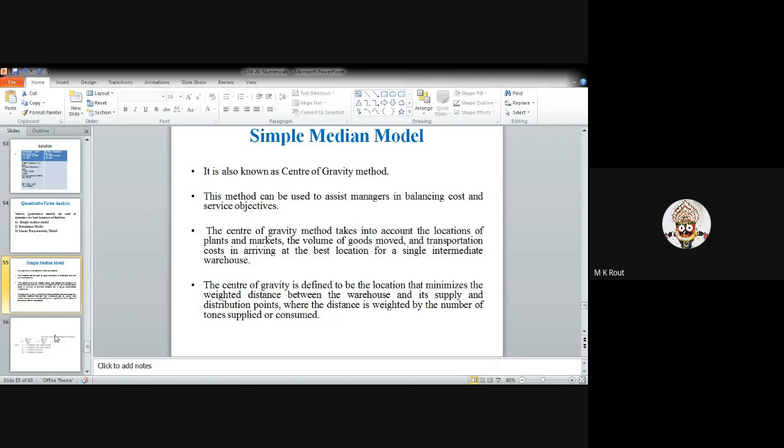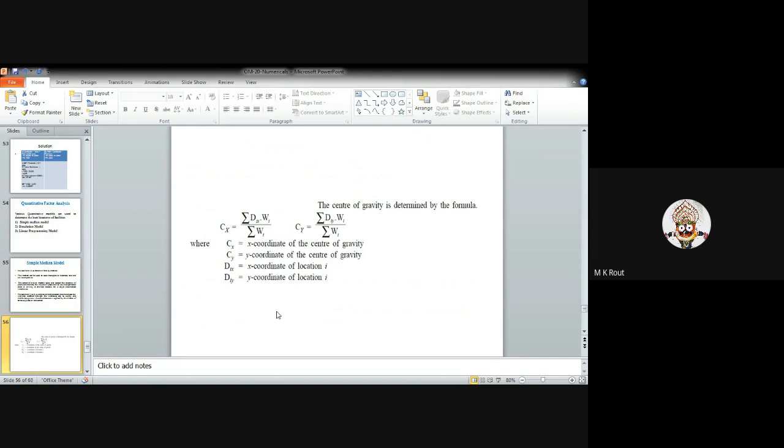Moving to the next one, just note down the formula, then we'll proceed to calculate. In calculating the center of gravity, you have two coordinates: one is the x coordinate, another is the y coordinate. In the center of gravity method, geographical coordinates are given and you have to calculate the Cx value as well as the Cy value. Cx stands for the x coordinate of the center of gravity and Cy stands for the y coordinate of the center of gravity.